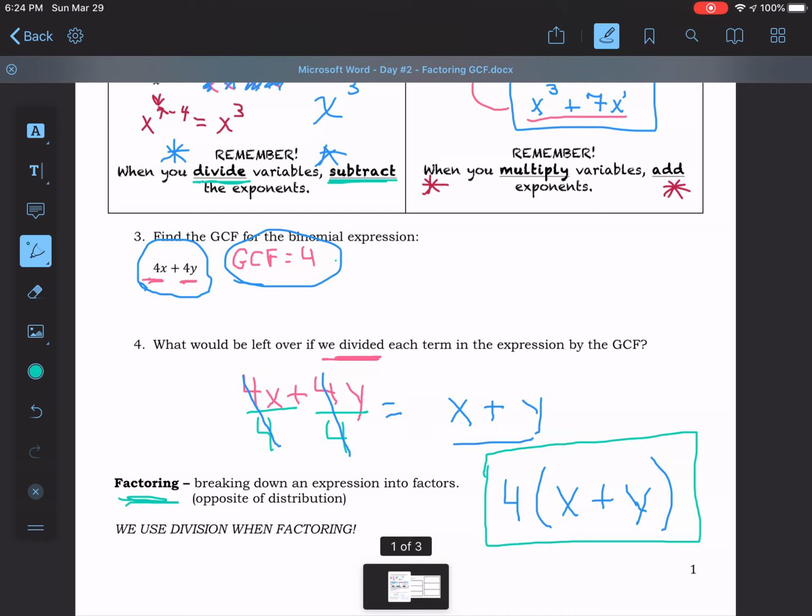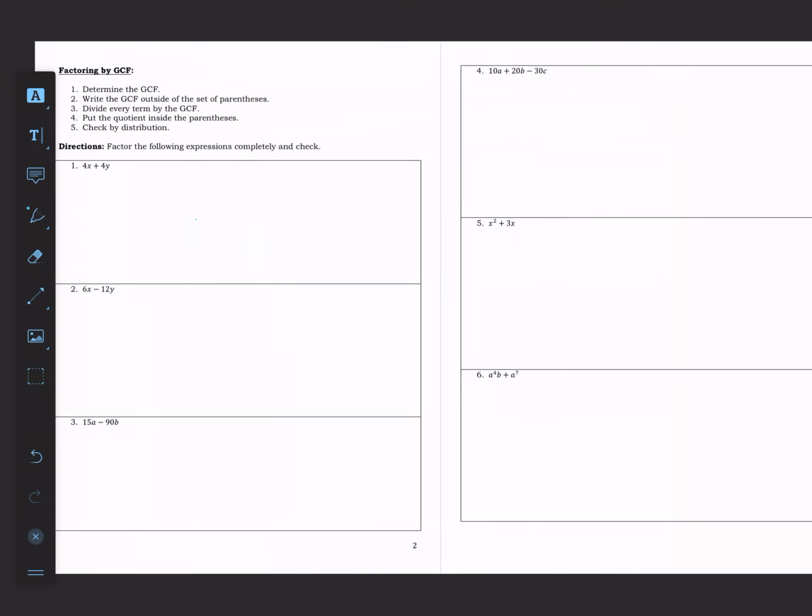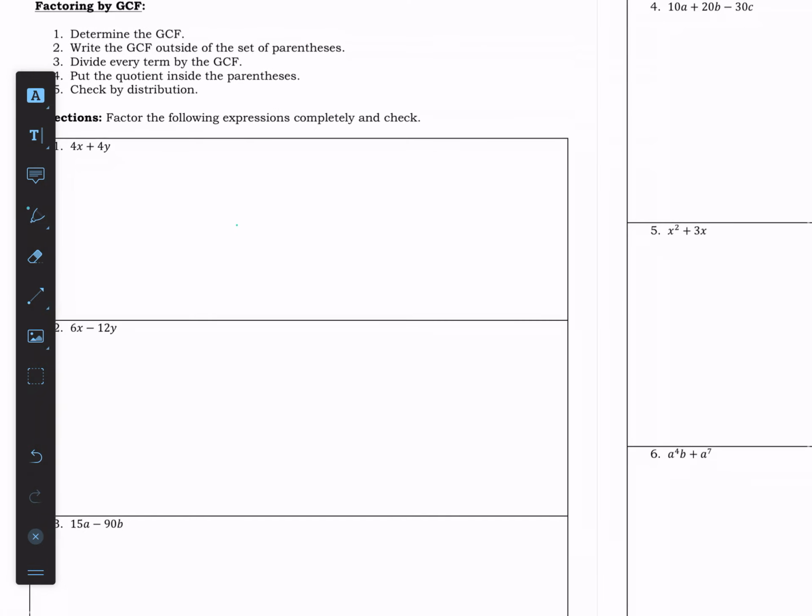And then just to do a little check, let me just show you something. If, let's say, we wanted to distribute the 4 back in, look, we would get the original problem, 4x plus 4y, okay? So that's a way to check and see, did you do the problem correctly, okay? All right, so now let's go through some examples. And I have up here at the beginning the steps that you can use to do this. So determine the GCF, write the GCF on the outside of the parentheses, divide, and put the quotient inside the parentheses.